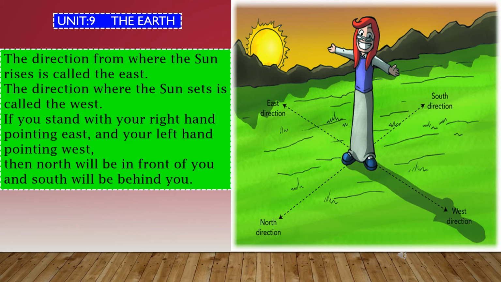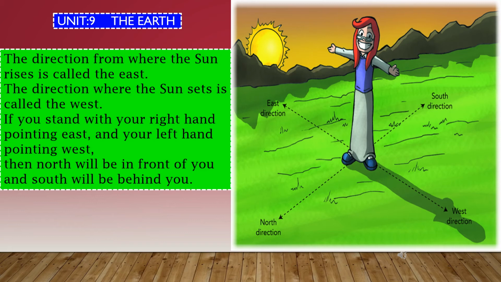Okay, if you stand with your right hand pointing east and your left hand pointing west, then north will be in front of you and south will be behind you.